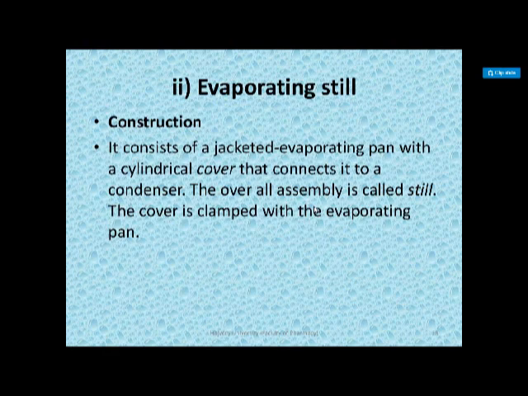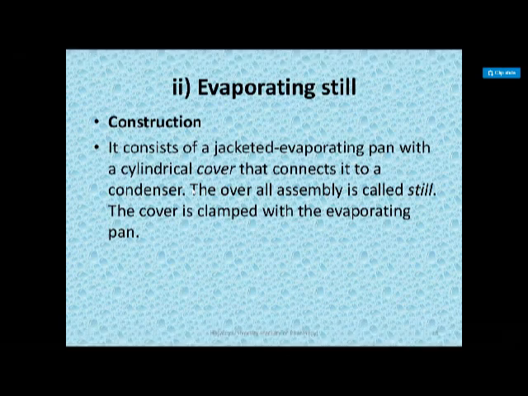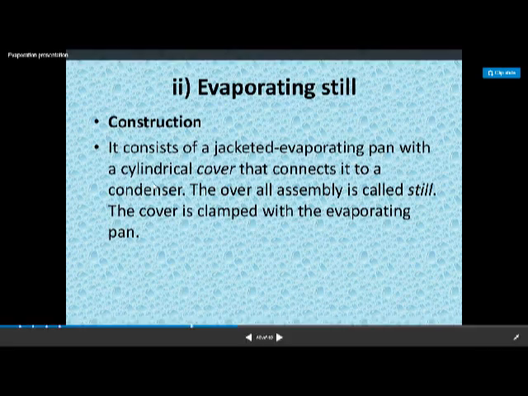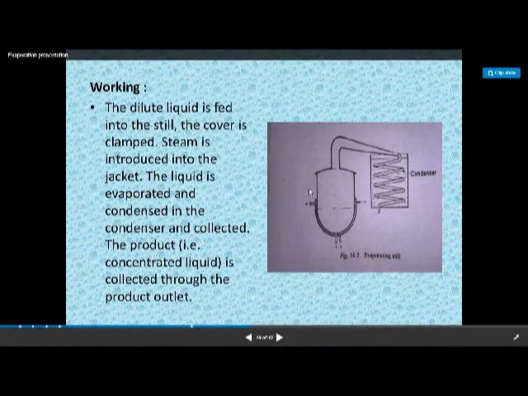In terms of construction, it consists of a jacketed evaporating pan with a cylindrical cover that connects it to a condenser. It is nothing but the simple evaporating pan. The only difference is the presence of a condenser attached to that pan, and this whole assembly is called the still. This cover is clamped with the evaporating pan. So it is the evaporating pan connected to a condenser, and therefore it is named the evaporating still. Now you can see this diagram.